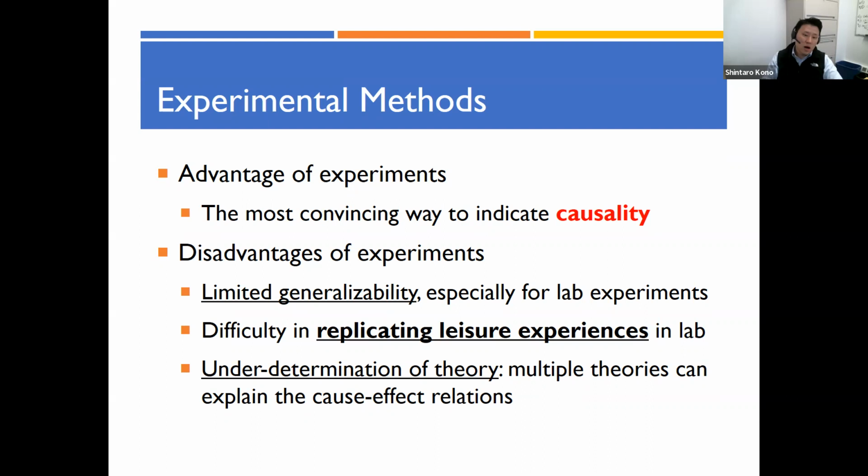Also, another issue is called underdetermination of theory, which relates to the fourth principle: you have to have a theory that explains why the cause is actually causing the effect on the outcome, right? Let's say why treatment is causing a reduction in anxiety. Why? There's an explanation you have.